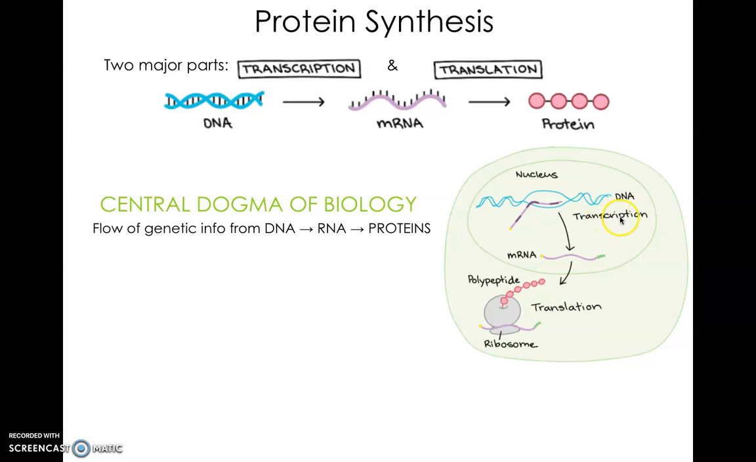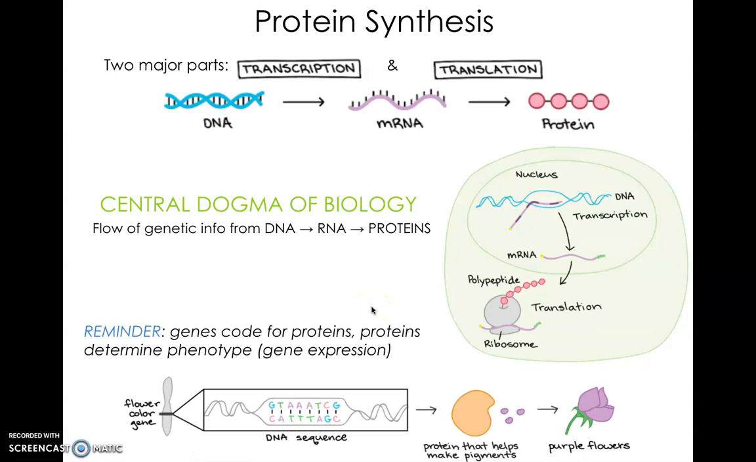So transcription occurs in the nucleus. DNA has to stay in the nucleus. It's safe and protected in there. It does not leave the nucleus. So that message of those genes needs to travel out of the nucleus and into this space out here called the cytoplasm, where translation happens, where we're going from that message of RNA to a protein.